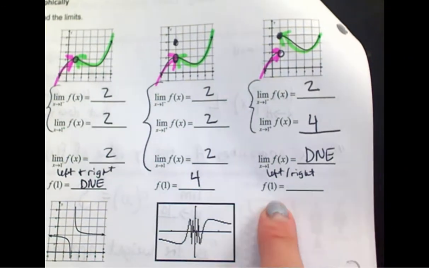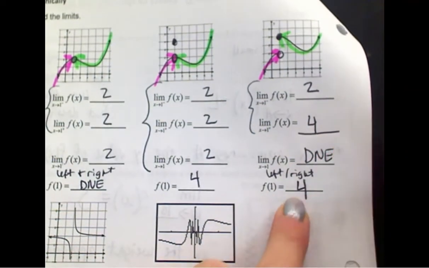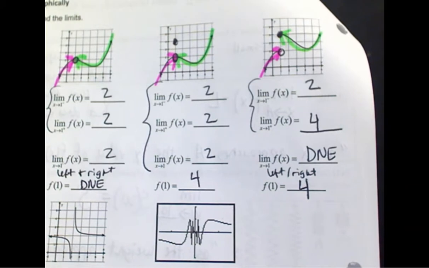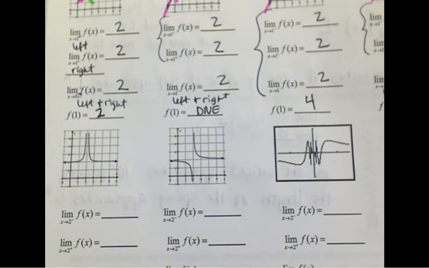Okay, f of 1. It does. See the closed point? Hiding up there. I know, the point's plotted really small. Okay. Next row. We get a little trickier.